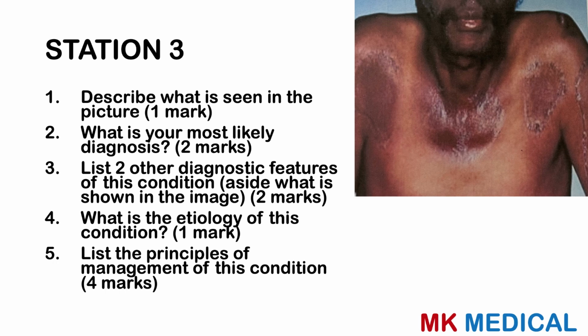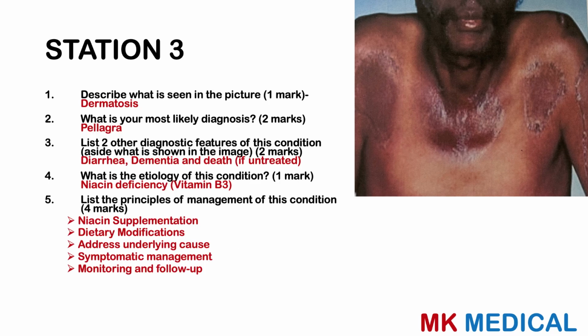And here comes the answer. So as you can see, this person here has the skin lesions, especially in the sun-exposed areas. So they have the dermatosis. This is very characteristic of pellagra. So generally, remember, pellagra is characterized by the Ds. You have the dermatosis itself, you have the dementia, you have the diarrhea, and if it's not treated, you're going to die. So it's often a deficiency in vitamin B3, which is niacin.